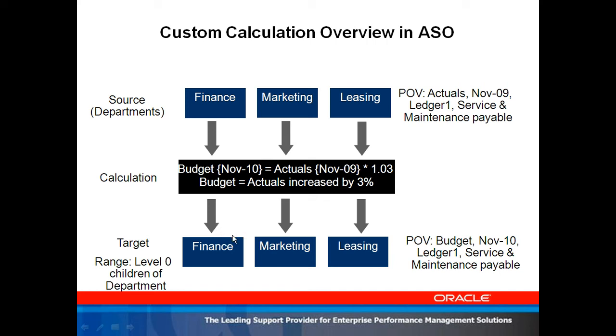So lastly, you need to specify a range of level 0 cells to which the results of this calculation are going to be written. And that's called, of course, the target region. The point of view for the target region is budget November 10, ledger 1, service and maintenance payable. But the level 0 cells reside in the finance, marketing, and leasing areas, the children of those departments.